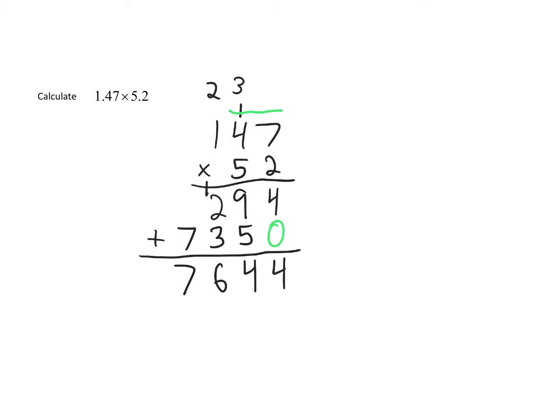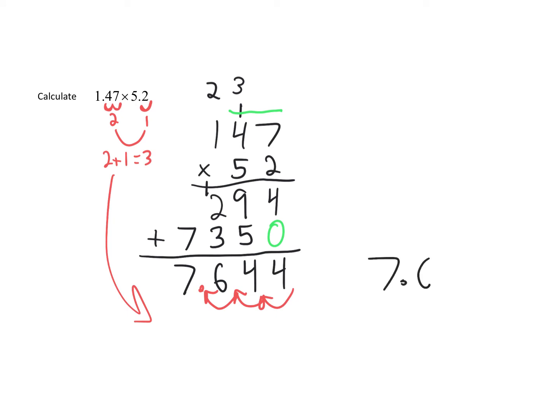Now that we have the multiplication done, we can look at our decimals. We have 1 decimal place here, and 2 decimal places here. So 2 plus 1 is 3, which means we need 3 decimal places here. So our final answer is 7.644.